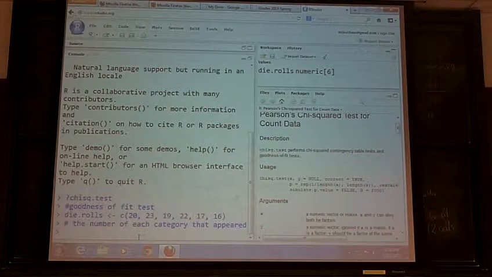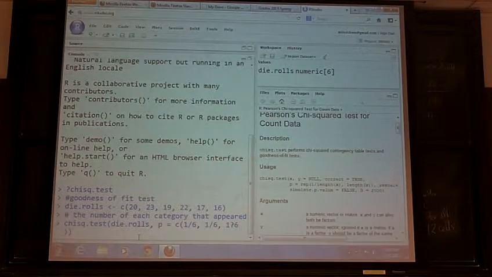Alright, so I'm going to do the chi-squared test. And what I'm going to put in is die rolls as my original thing. And what I'm expecting is the probability to be 1/6 for each of these things. So you can just enter a vector of probabilities.